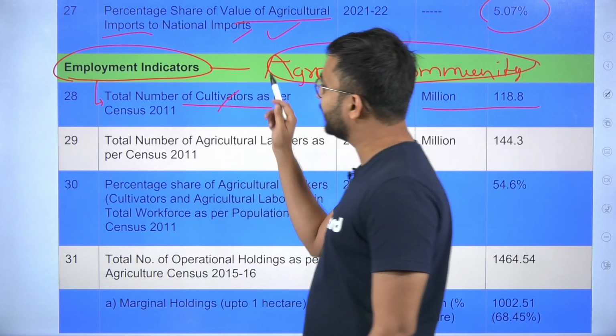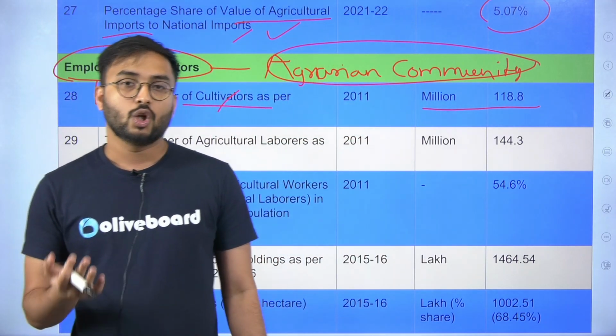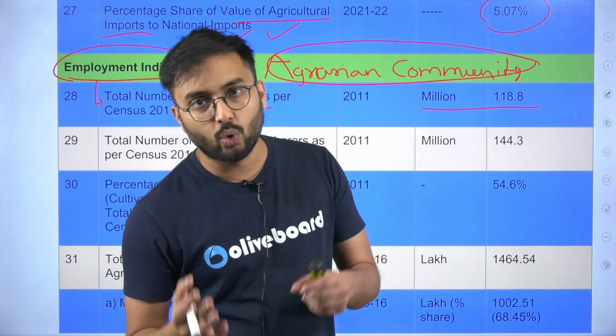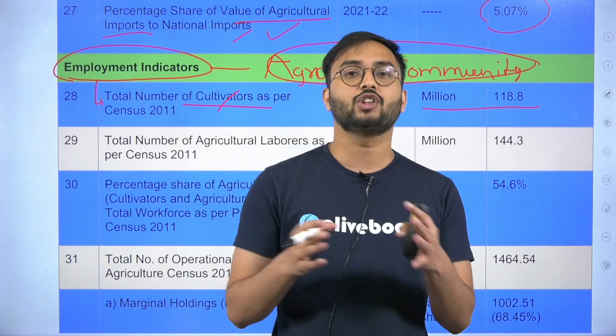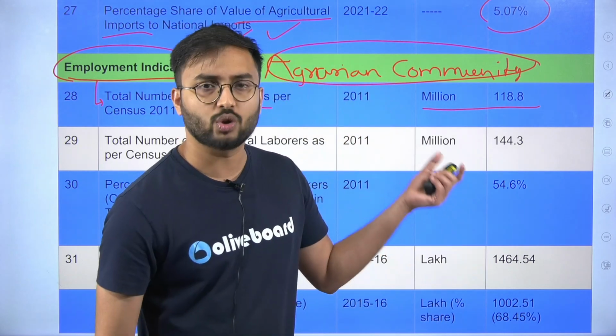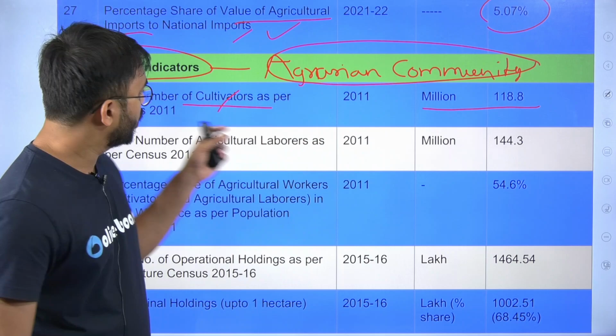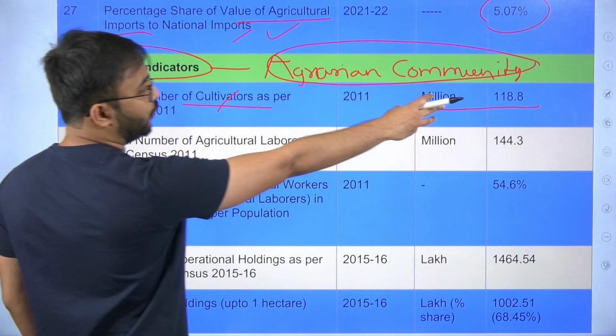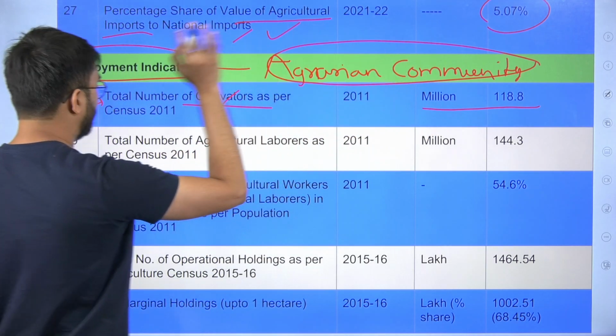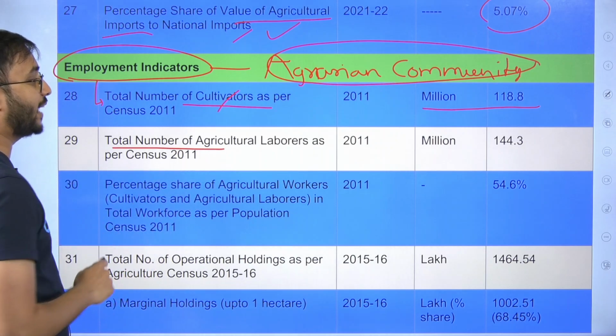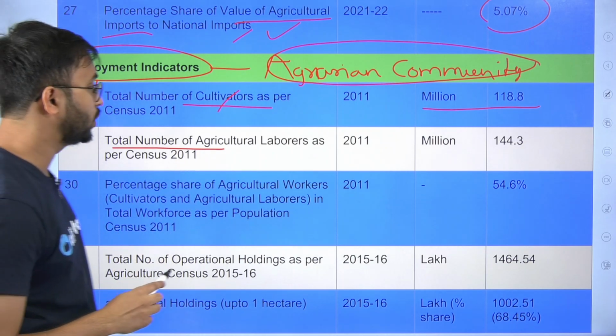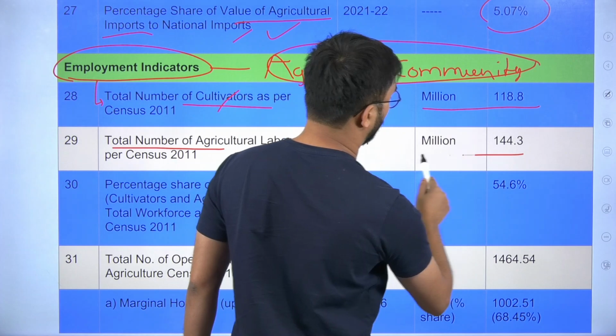Now these cultivators are nothing but, who are cultivators? So these cultivators are nothing but those who do cultivation, that is agricultural activity, in their own field. Those are called cultivators. So how much is the total number of cultivators in the country? 118.8 million. The total number of agricultural laborers as per Census 2011 is 144.3 million.